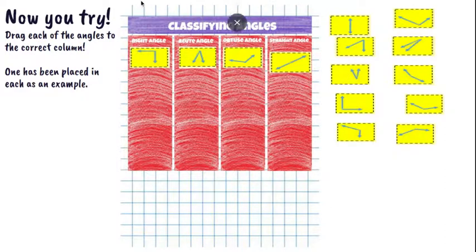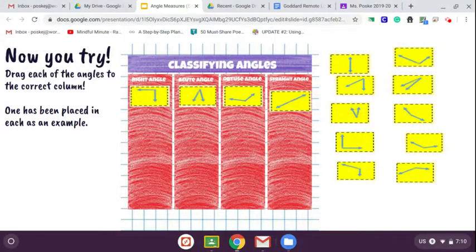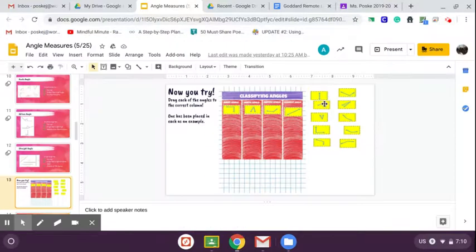So now it's your turn. Okay, so what you're going to do today for your assignment is you're going to complete this slide here. You're going to complete slide 13. And how you're going to do that is you are going to drag each and every one of these angles to the correct place. So one has been done for you. These are all examples. Okay. This is what a right angle looks like. This is what an acute angle looks like. This is what an obtuse angle looks like. And this is what a straight angle looks like.